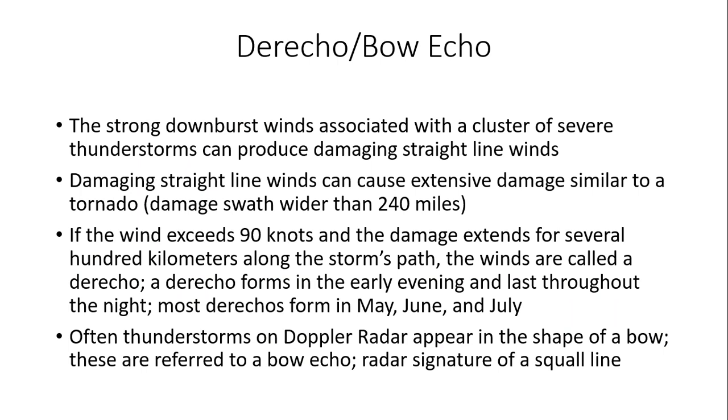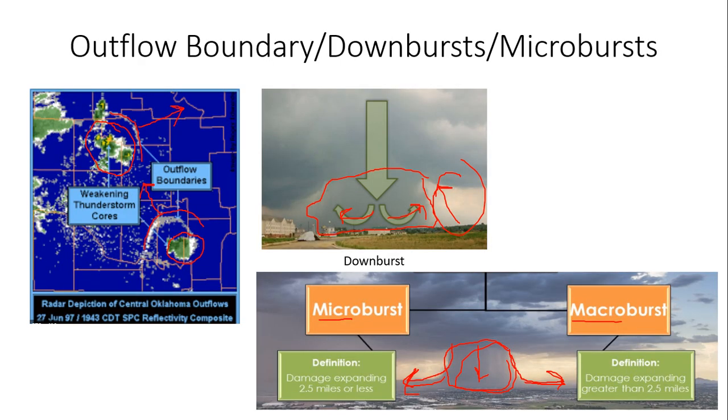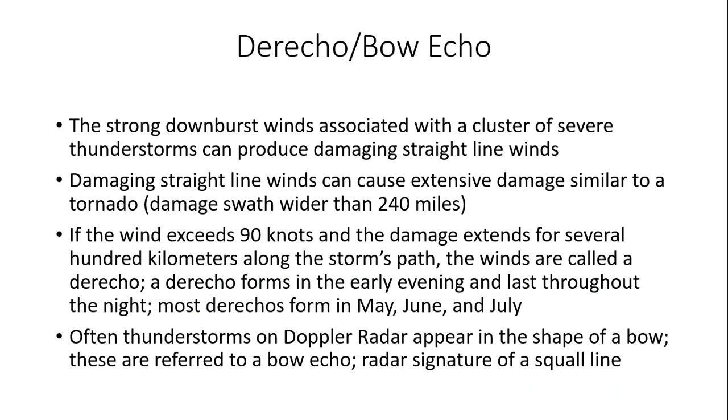All right, so now let's move into a very interesting phenomenon when we talk about thunderstorms in general in summertime, derechos. And then we'll also delve into the topic of what's known as a bow echo. Now, the strong downburst winds associated with a cluster of severe thunderstorms can produce those damaging straight line winds, just like I mentioned on this slide here. Damaging straight line winds, as I mentioned, I'm kind of getting ahead of myself, can cause extensive damage similar to a tornado and with a damage swath wider than 240 miles.